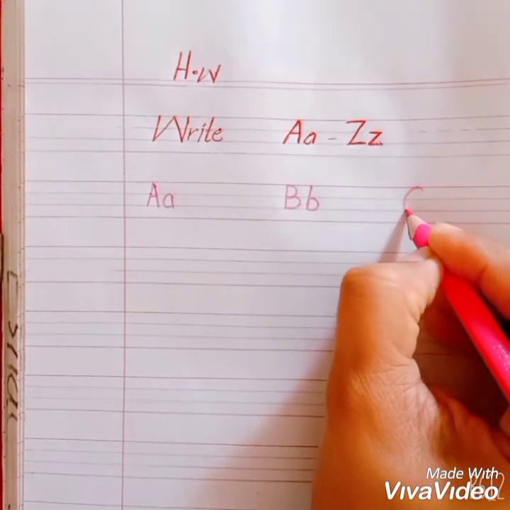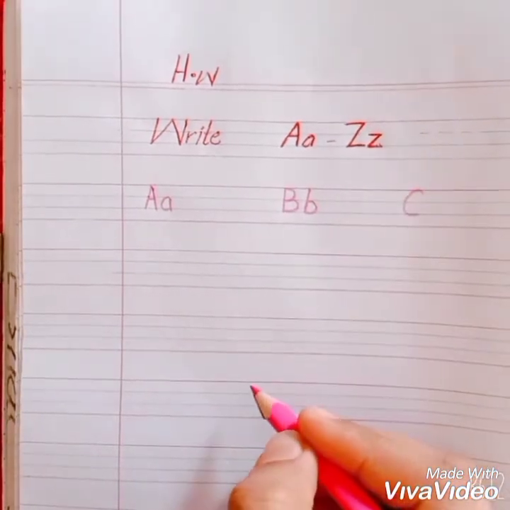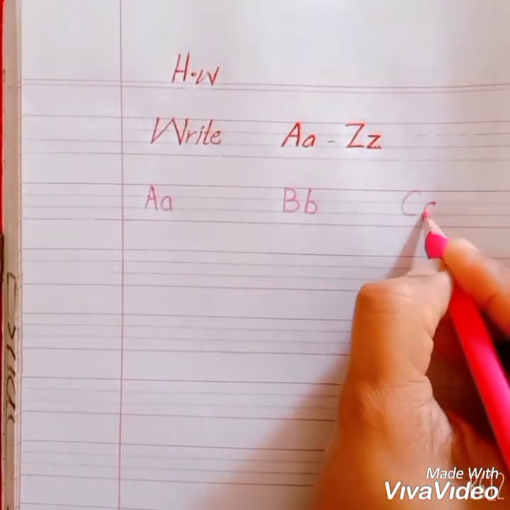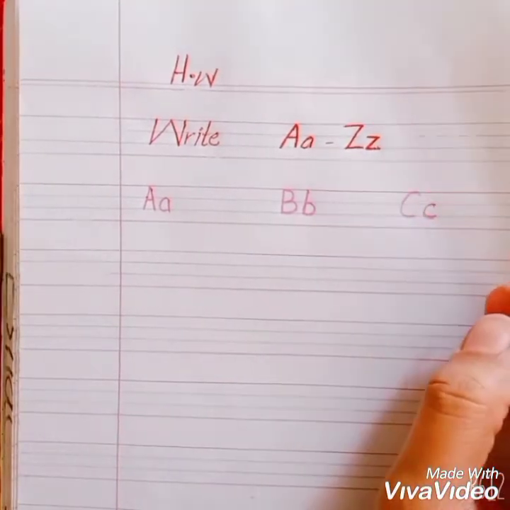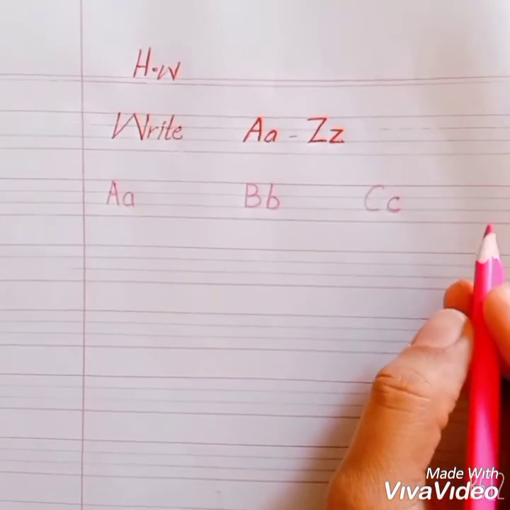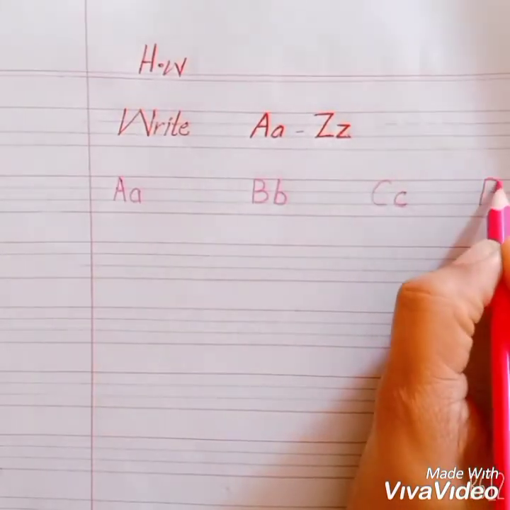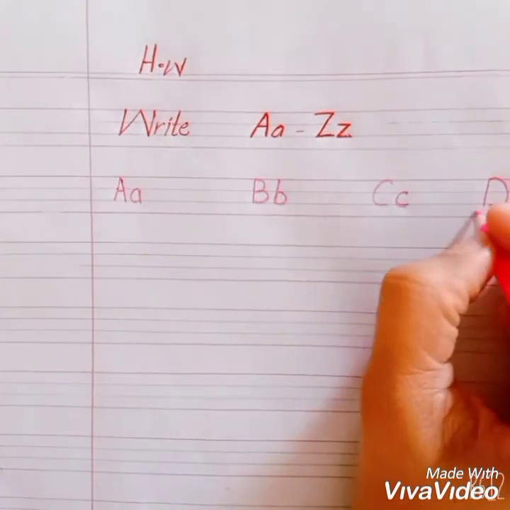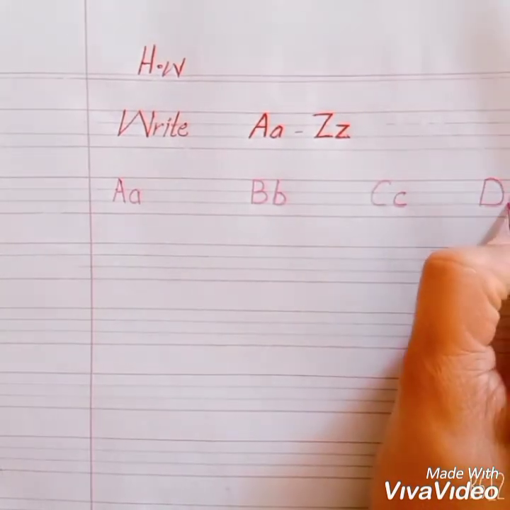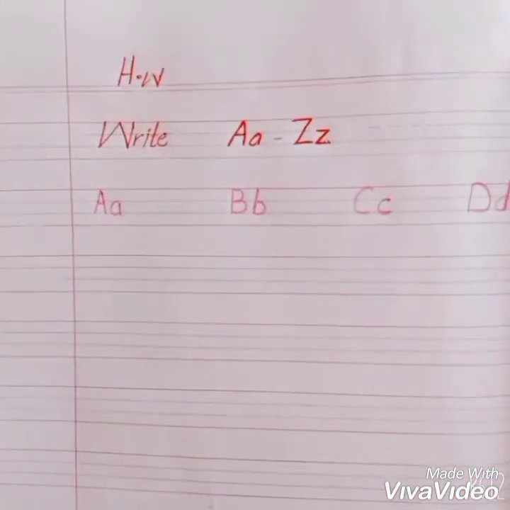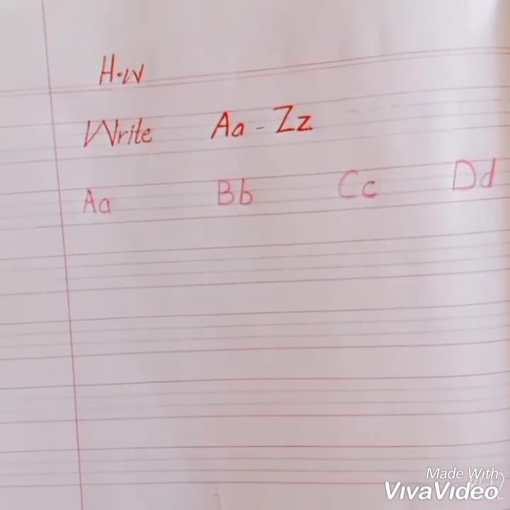C. And what's the sound of C? K. Cup. And D. What comes after C? D. And the sound of D is D. Doll. Apple, ball, cup, doll.